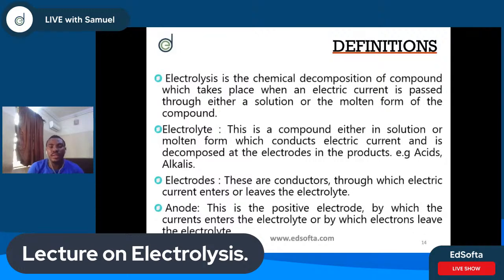So what is an electrolyte? The compound, either in solution or molten form, that conducts electric current and is decomposed at the electrodes is the electrolyte. Examples of such compounds that can act as electrolytes are acids and alkalis. What are alkalis? Soluble bases. Bases that can dissolve in water.